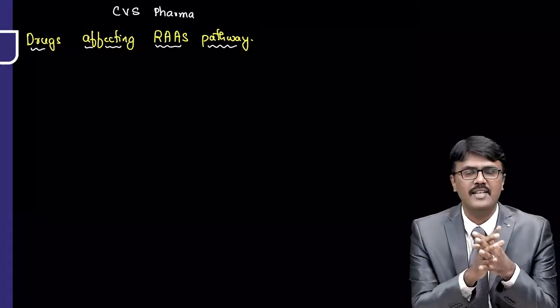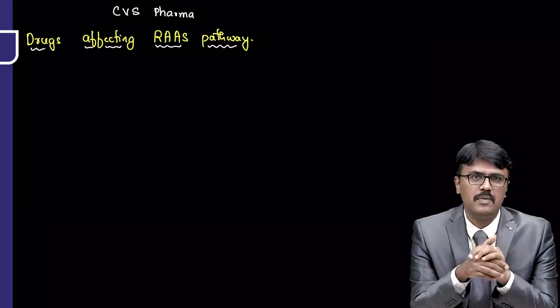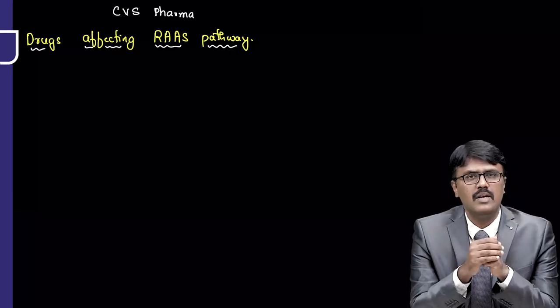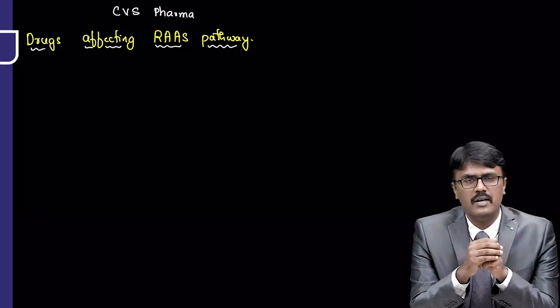Hi everyone, and in this video, I'll be starting CVS Pharma. And in CVS Pharma, the first topic we are starting is drugs affecting the RAS pathway. What does RAS stand for? Renin, angiotensin, aldosterone system. Physiologically, this system works when the BP falls.